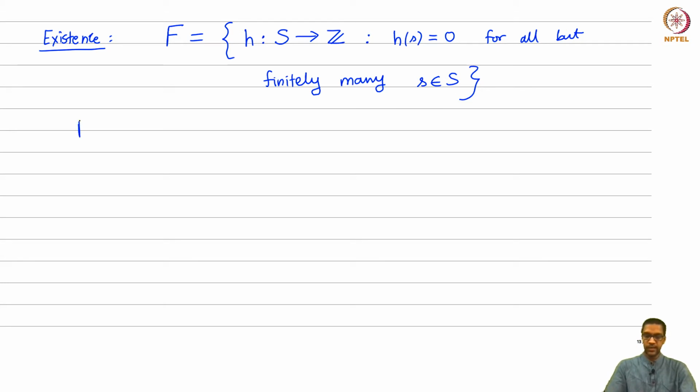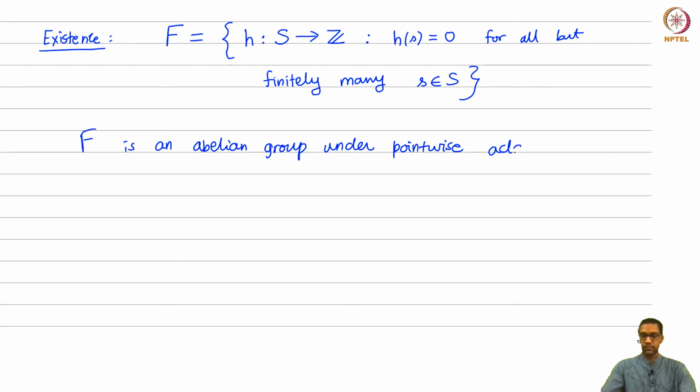Okay, now why is this a group? So firstly, observe that F is an abelian group. So the claim is that F is an abelian group or a Z module under pointwise addition. In other words, how do you add two elements? So if I give you h1 plus h2, two elements of F, you add them like this. The value on s is just h1(s) plus h2(s). Okay, this is for all s in S.